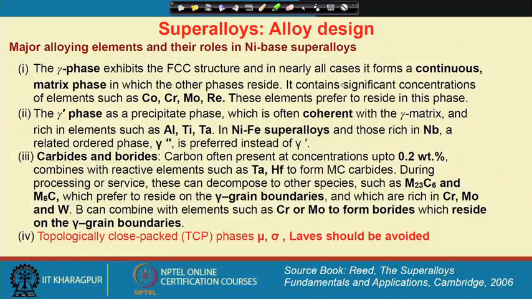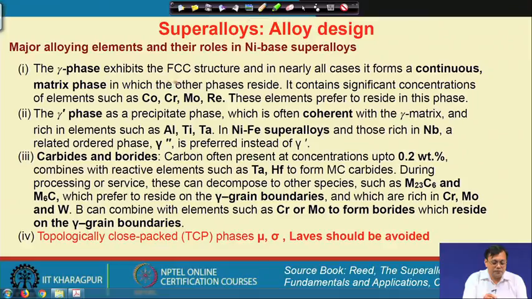So, if I would like to summarize whatever we have discussed today: we need a gamma matrix which is an FCC structure, and this is the gamma nickel phase, where several other alloying elements provide solid solution strengthening. For solid solution strengthening, we add basically cobalt, chromium, molybdenum or rhenium, and these elements prefer to reside inside that gamma phase.